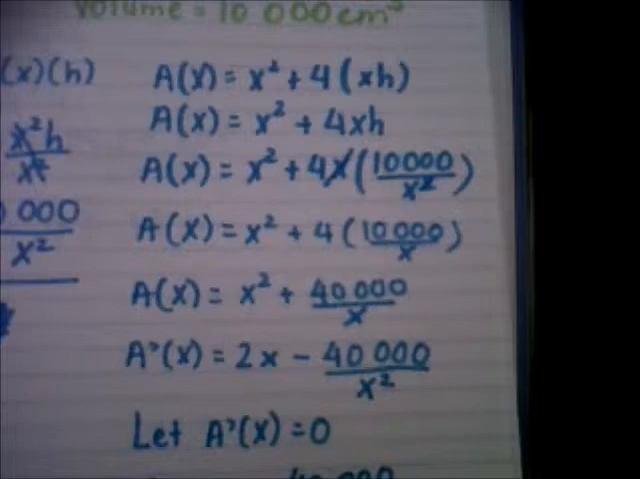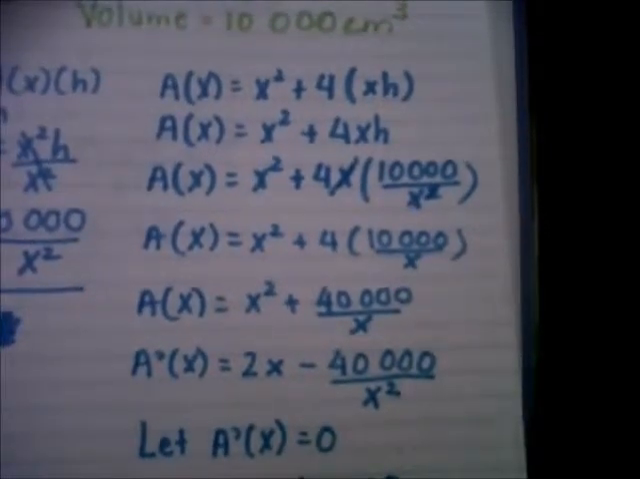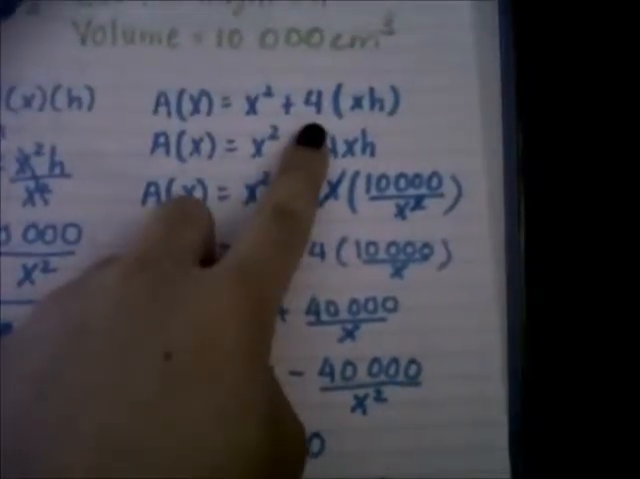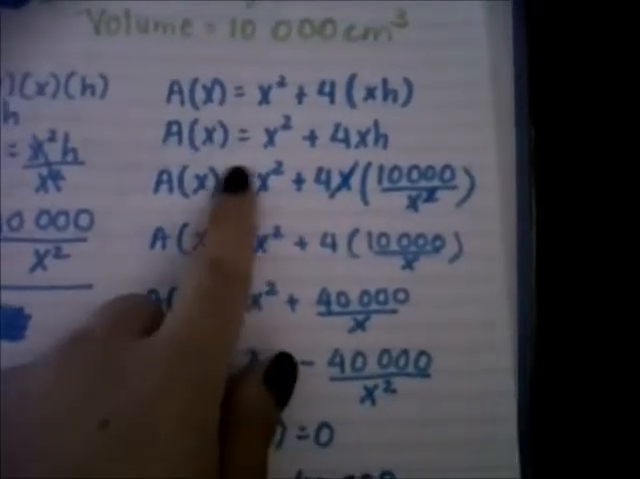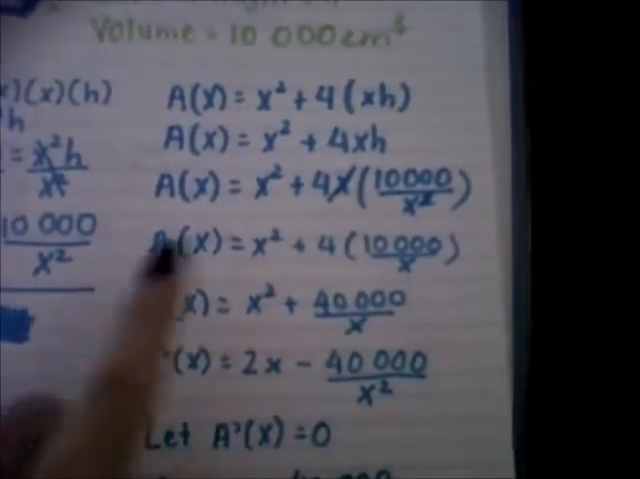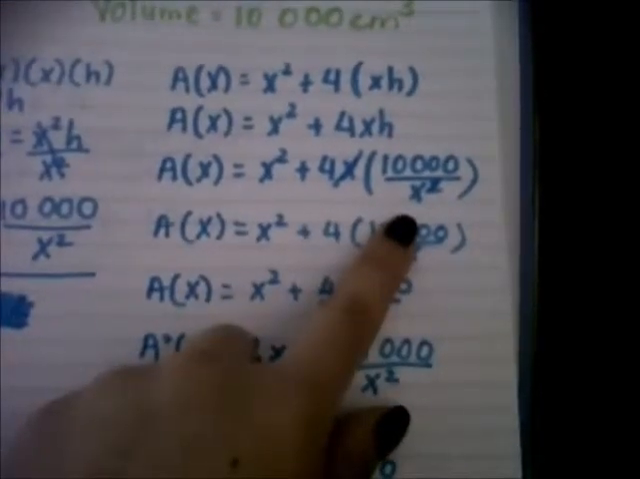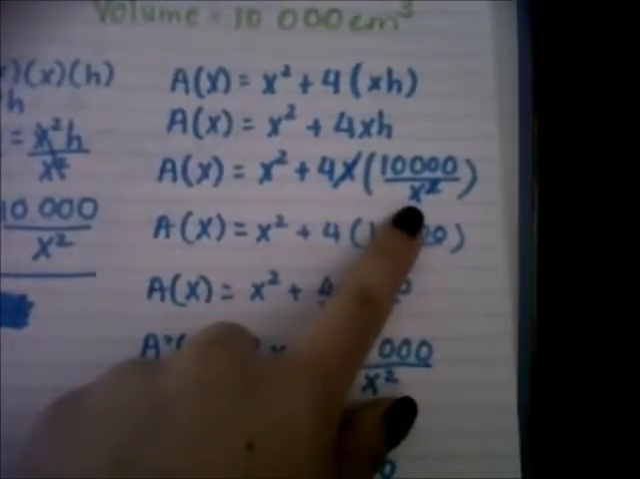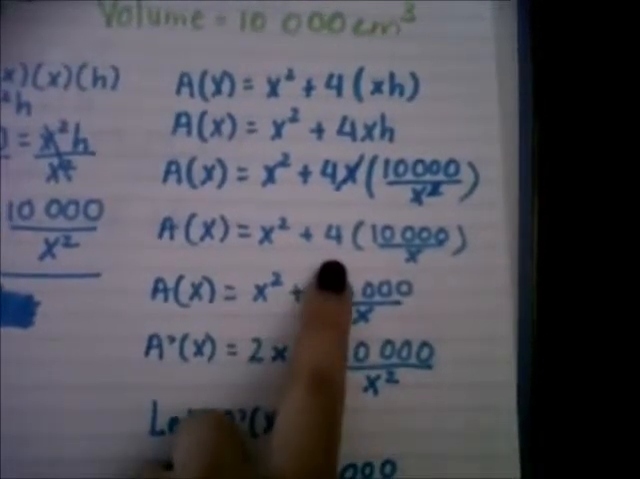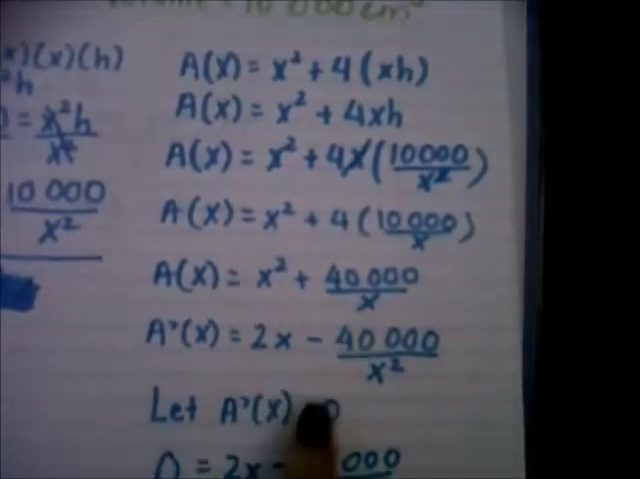To determine the dimensions of the box that will minimize the amount of material used, we will determine the area of the box, which is given by the formula x squared plus 4xh. When we expand this, we get x squared plus 4 times x times h. The x over here and the x squared will cancel out, leaving 10,000 over x. When we multiply 4 times 10,000, we get 40,000 over x.